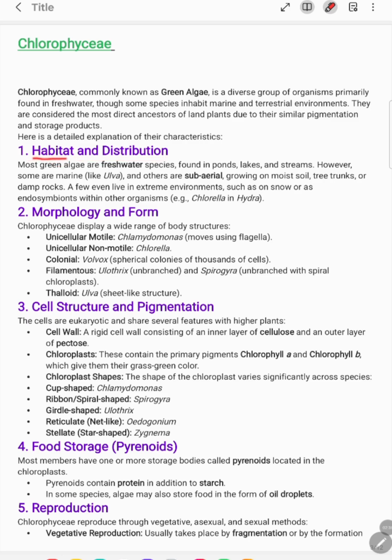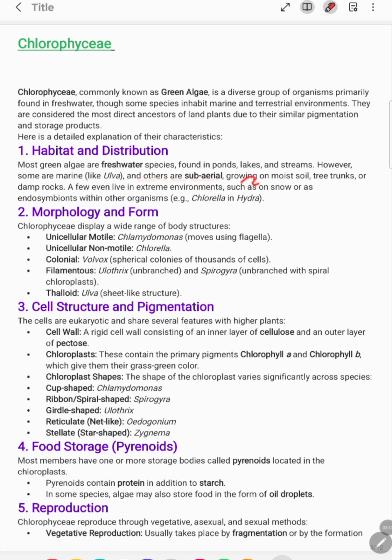So, first is the habitat and the distribution of the Chlorophyceae. See, most of the green algae, as we know, are fresh water in nature. So they are found in ponds, lakes and streams. However, some of them are marine, such as Ulva. The Ulva is the marine species in Chlorophyceae.